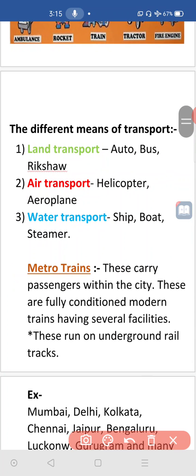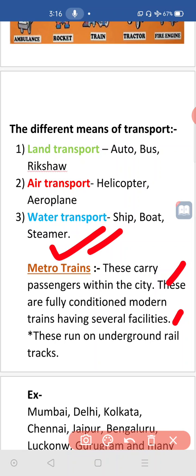Then metro trains. These carry passengers within the city. It means inside the city. For example, in Bengaluru we have metro trains. What are those metro trains? These are fully air-conditioned modern trains. Fully conditioned means all the facilities will be there in those metro trains. These will be special compared to the common, normal trains we use. These will be little more facilitated trains. So many modern facilities will be available in these metro trains.